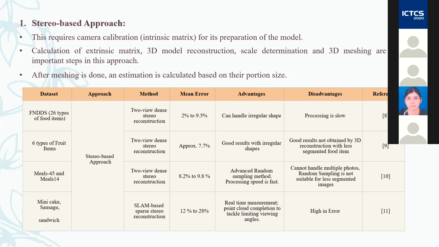In the stereo-based approach, it usually converts the particular image into a 3D model reconstruction. The base of all of these approaches is geometric. A geometric calculation is done of the height, the width, and the depth of that food item on the plate. In the stereo-based approach, a 3D model is reconstructed from the 2D image that is given. So this is the first method. The mean error can go up to 28%. It also depends on the image type that has been given.